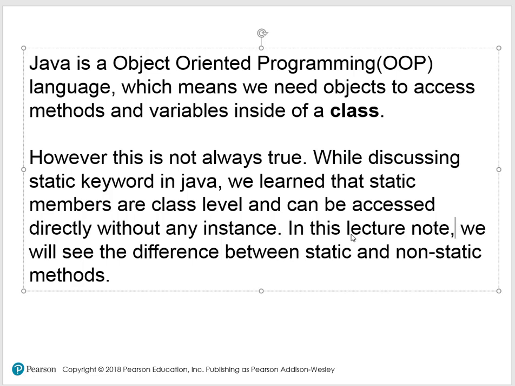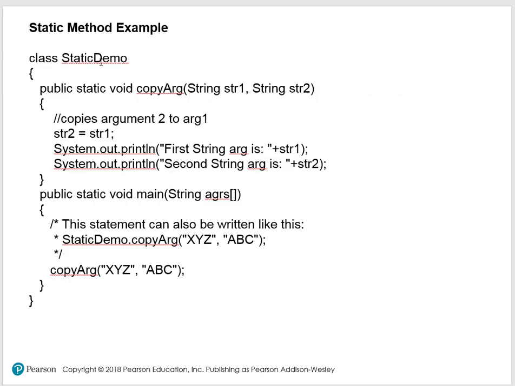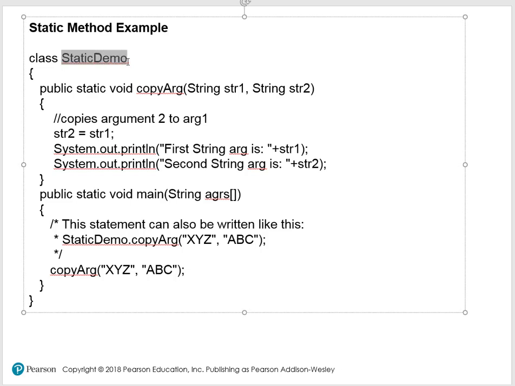We will see the difference between what's called static and non-static methods. Let me create a static method class. This is a static demo. I created one that's called static, and here's the copy of the argument, string 1 and string 2. I just took string 1 and assigned it to string 2. This is not really the proper way of doing the copy, but we'll talk about this later. If you pass across string 1 and 2, these are the two outputs that come across.